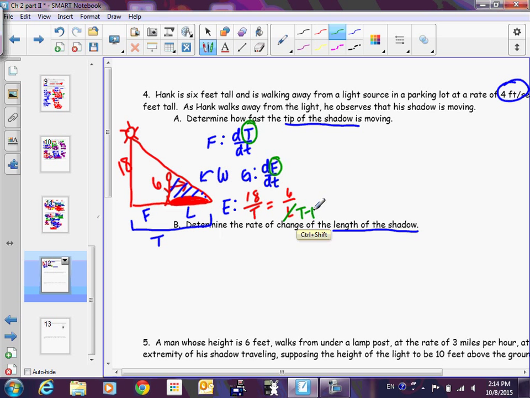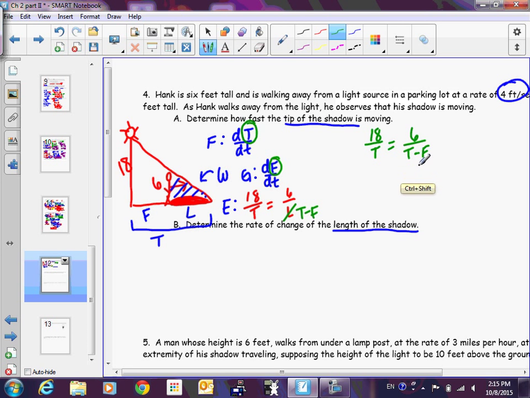t minus f. Can somebody tell me, on a different problem, like part B for instance, we like the L because it's the length of the shadow, but we maybe want to replace the t. What could we have replaced the t with? f plus L. So it's not about memorizing when to do what, it's just setting up the same proportion and then adjusting it to your problem. All right, so I'm going to rewrite my proportion: 18 over t equals 6 over t minus f.